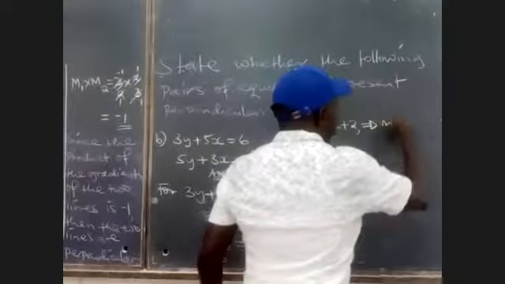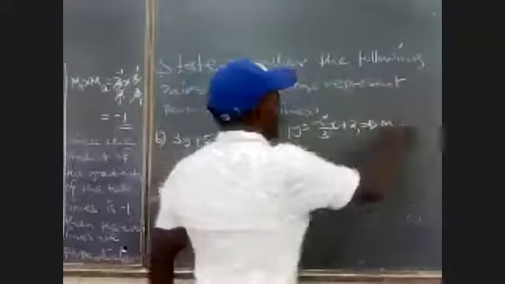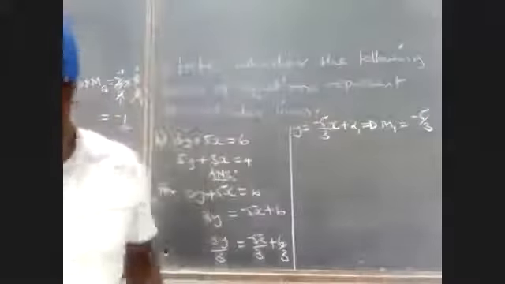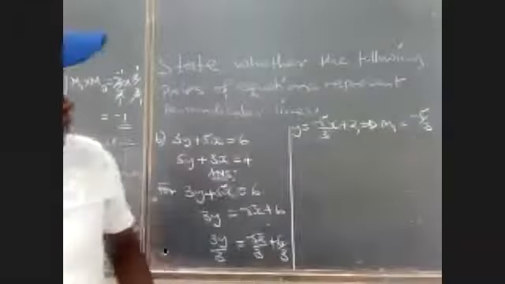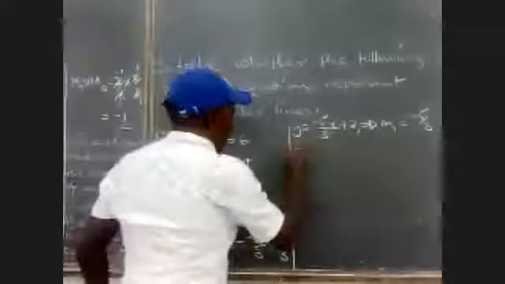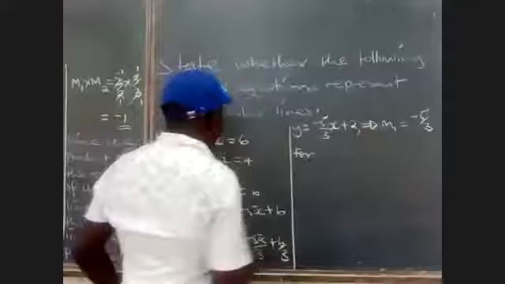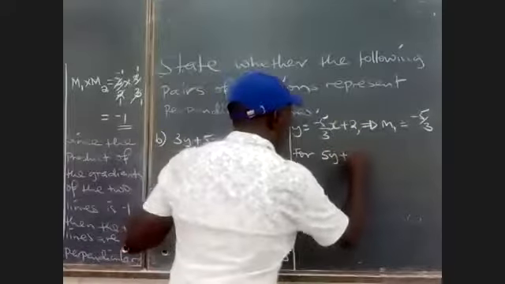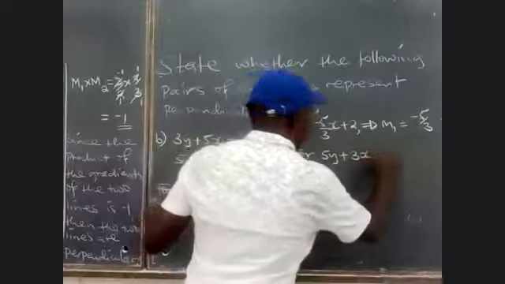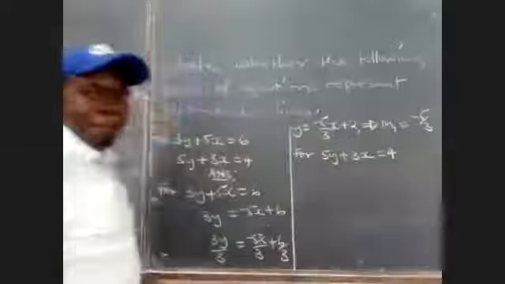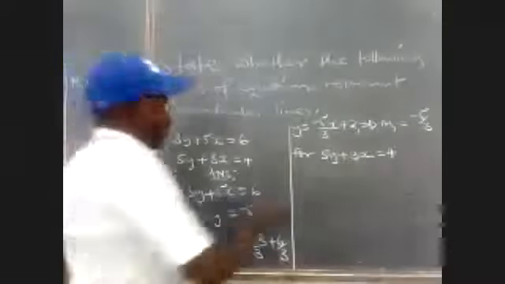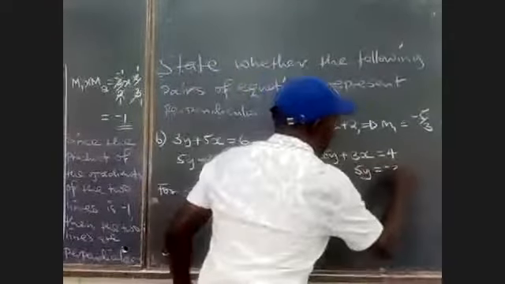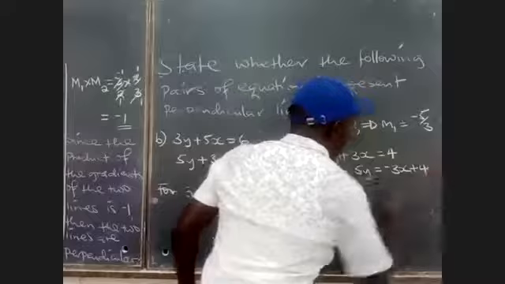Therefore, here m1 is negative 5 out of 3. That's very good. So for 5y plus 3x is equal to 4, after getting the other one, then we pick another equation. 5y will be equal to negative 3x plus 4.